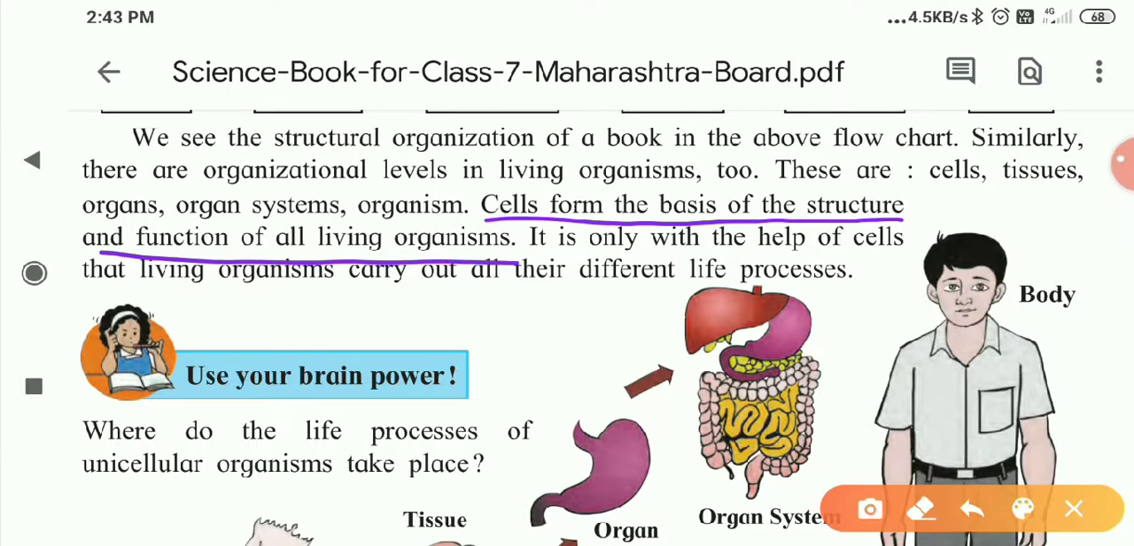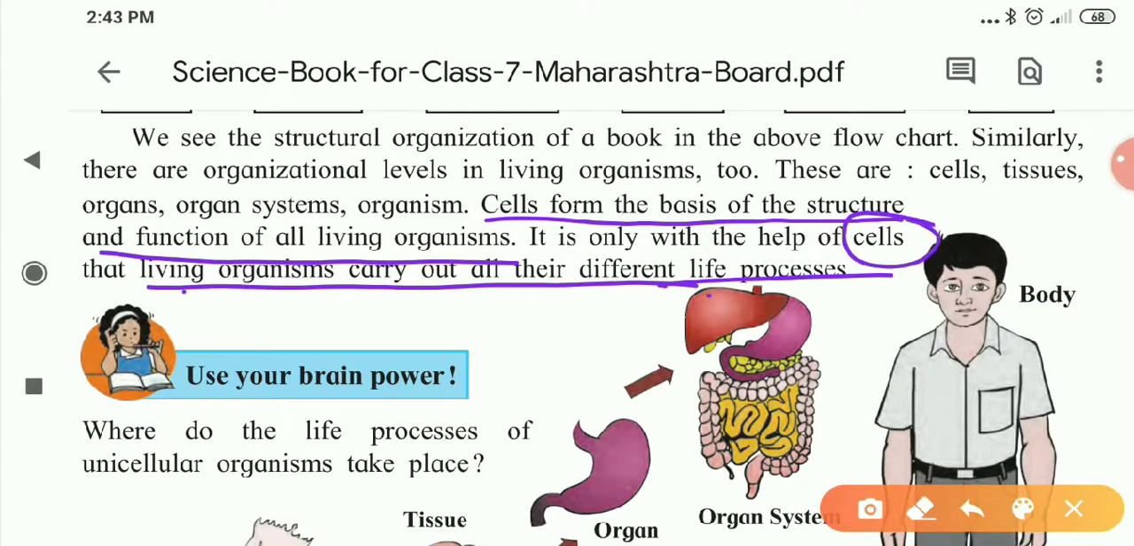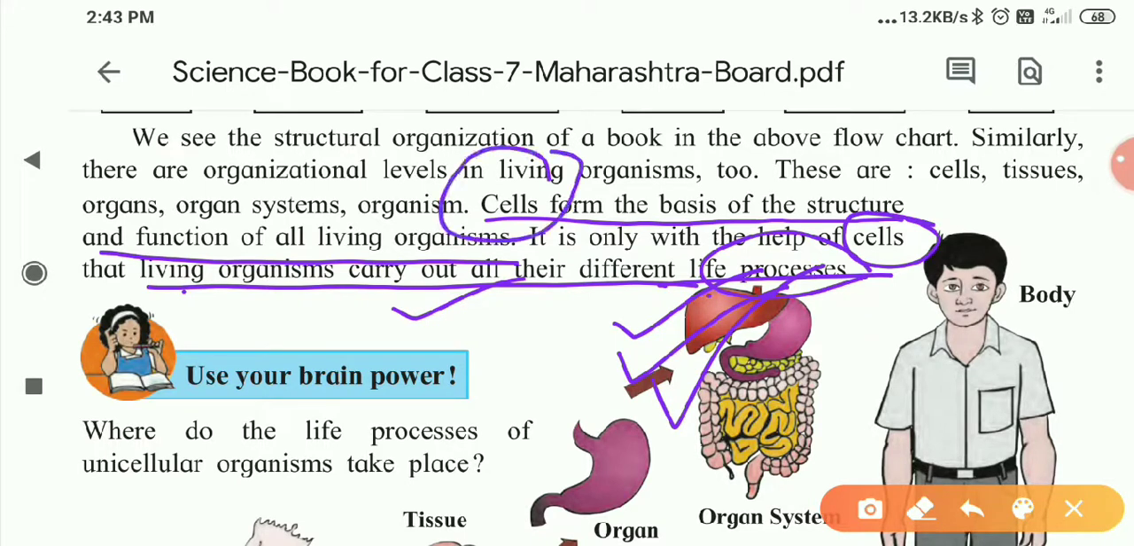It is only with the help of cells that living organisms carry out their different life processes. Cell is the main unit. With the help of cells, living organisms carry out different processes: digestion, reproduction, respiration, circulation. These are very important for the proper functioning of the body, and in all these processes the cell is the main part. Okay, clear?